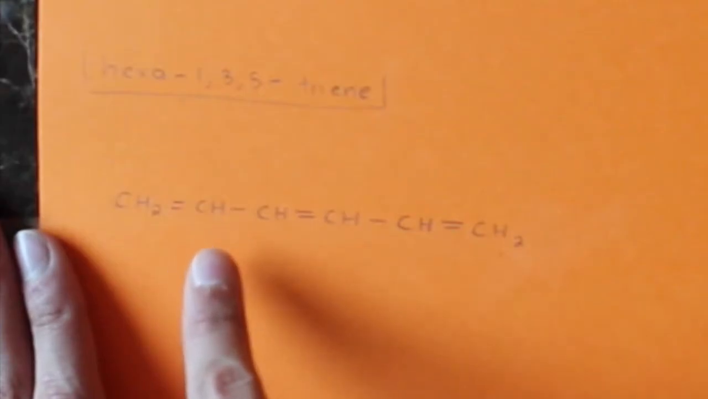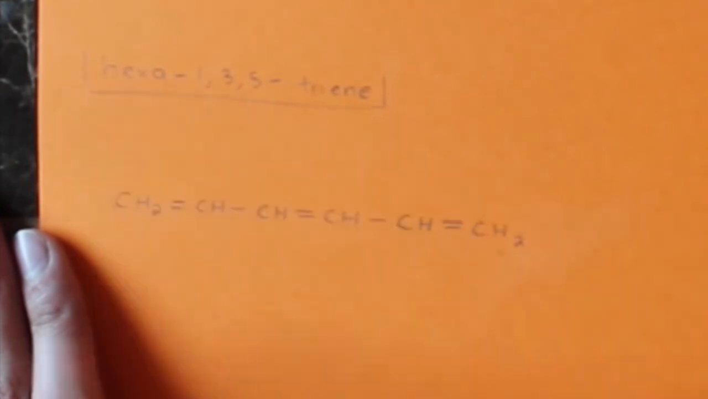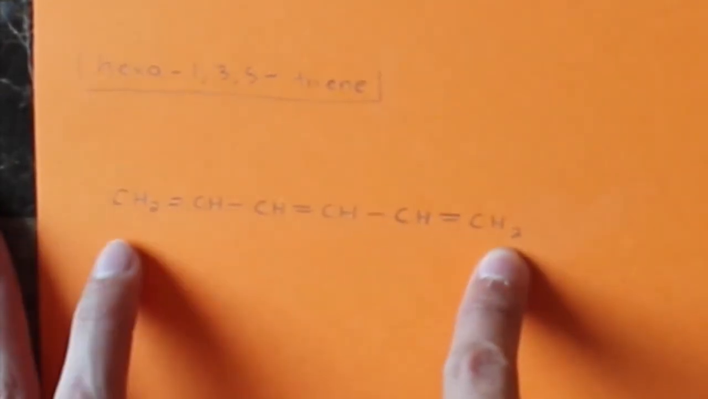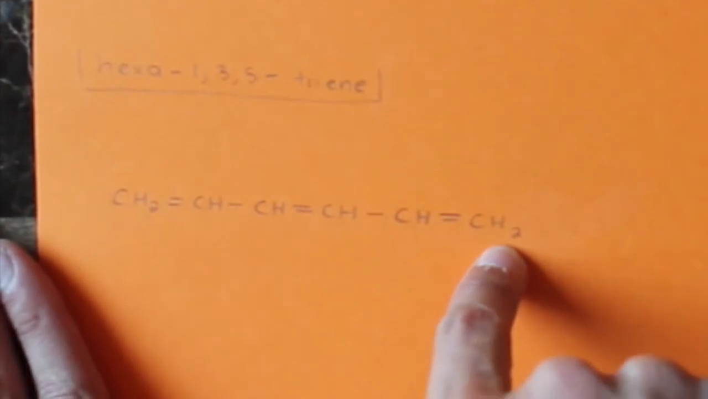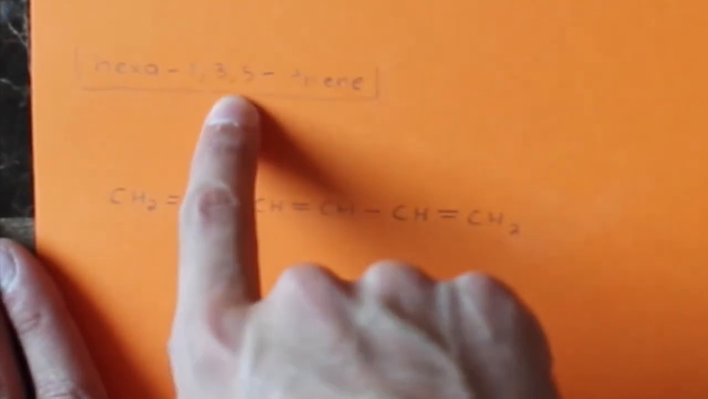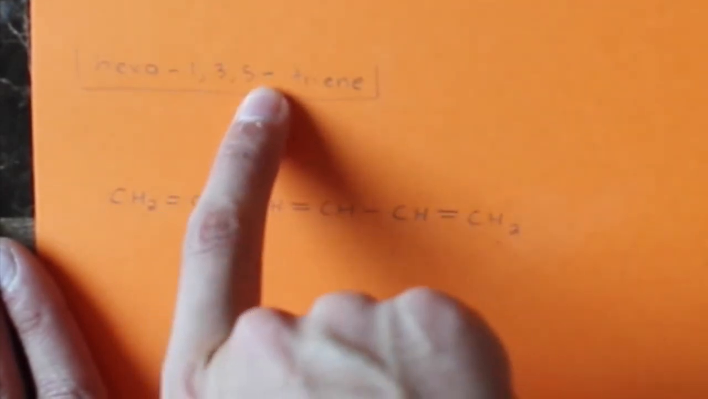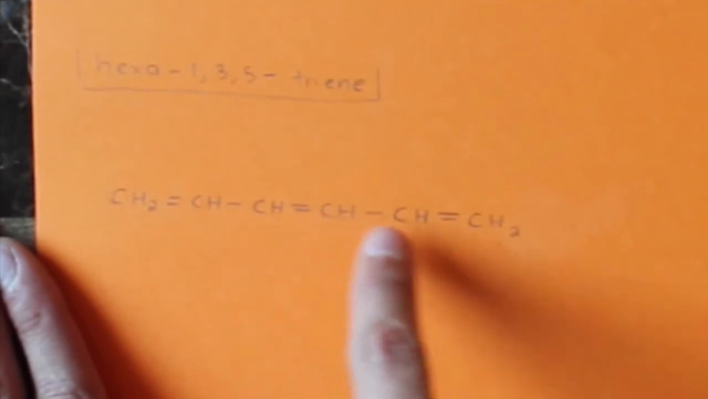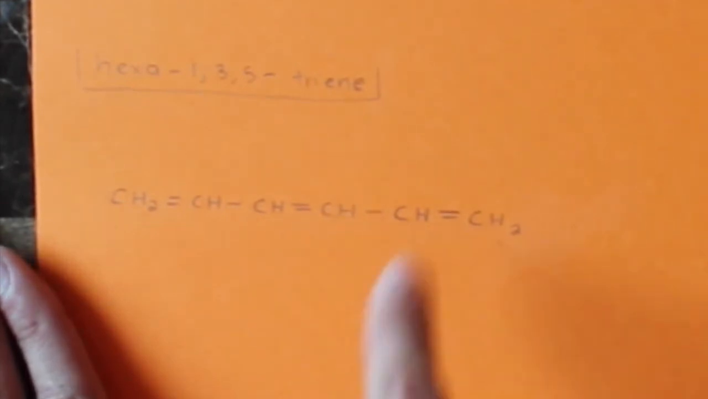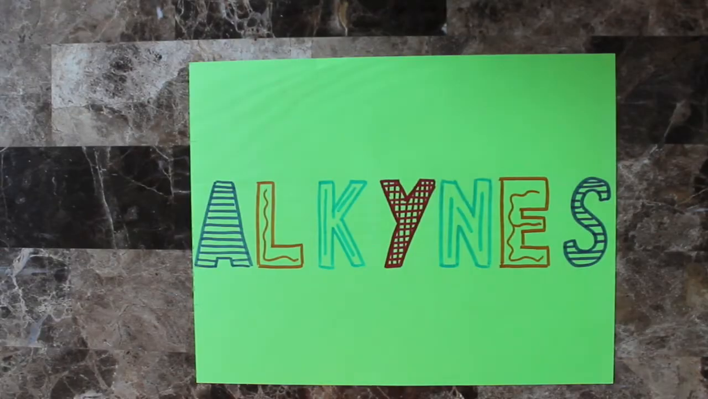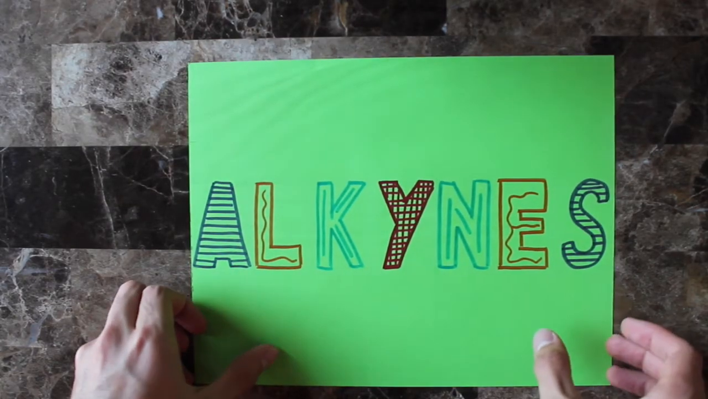Then we have this one here that says hexa, so we know that they are 1, 2, 3, 4, 5, and 6 carbons. And then we know here that in carbon number 1, carbon number 3, and carbon number 5, we have our double bonds. Here, 1, 2, 3, 4, and 5. And this is how we draw structural formulas with alkenes. Okay, now we will start with alkynes.